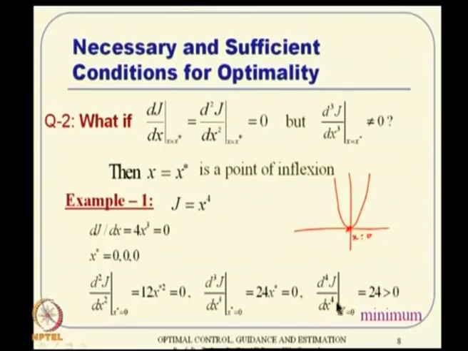So, if the fourth derivative is greater than 0, then obviously it tells you that all of my odd powers are 0, and the first even power that I encountered is actually greater than 0. So, obviously x star is a minimum point. That is how you conclude that the result is compatible with what we know from the graphical sense.